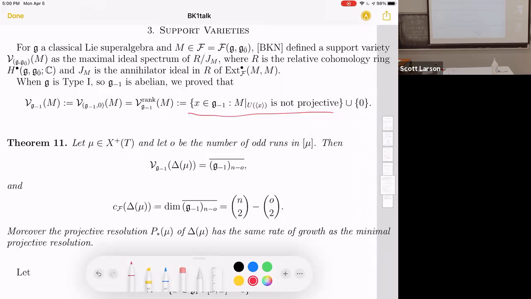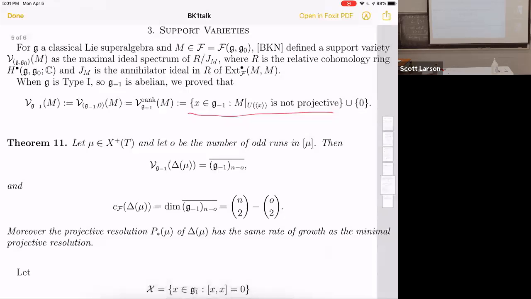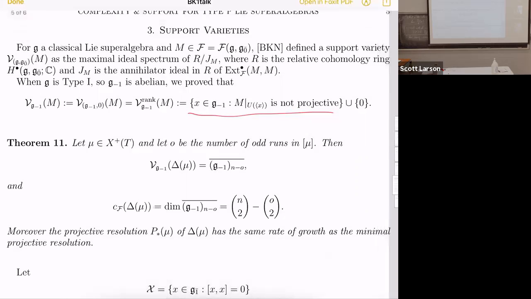And the actual complexity of this thick Katz module delta mu, not the C of mu, but the C of delta mu, is the dimension of that variety, which is an easy linear algebra exercise: n choose 2 minus n minus o choose 2. And that put together implied that this projective resolution that we constructed at least has the same rate of growth as the minimal projective resolution, which actually is a very strong statement, to be honest.